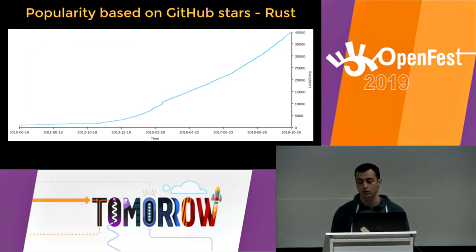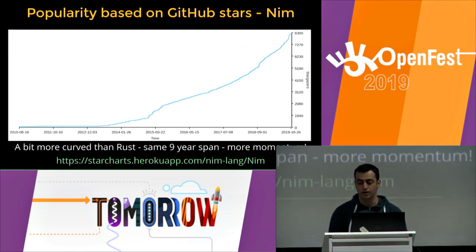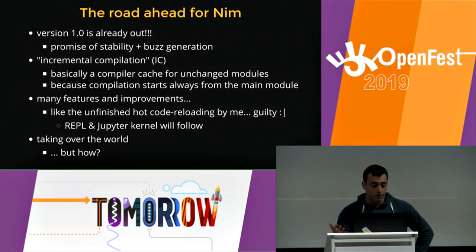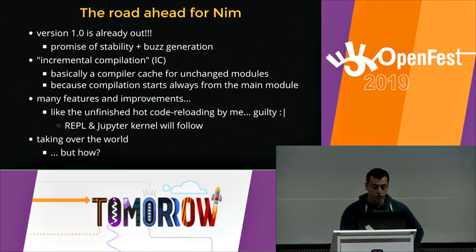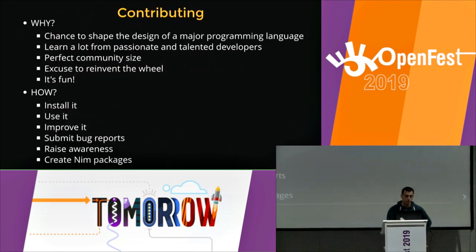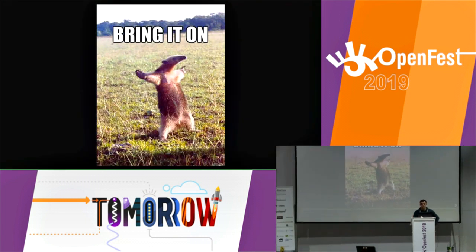But still, we can see the trend. Rust is already a major language. But one really cool thing about Nim is that, notice the curve in Rust. Look at it in Nim. It's a bit more curved in a different way. It has more momentum. It's growing faster. And even though it's only at about 8,000 stars, it's going to surpass Rust in, I don't know, 20 years. So that's it for me. I mean, version 1.0 of Nim is already out. There are a lot more interesting things which are upcoming. And get involved, choose Nim, if you have any questions.